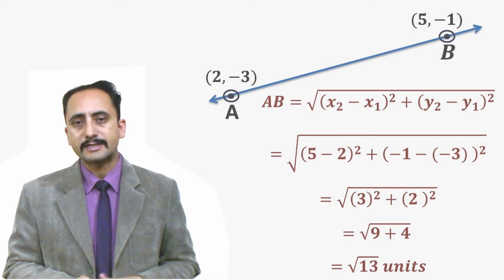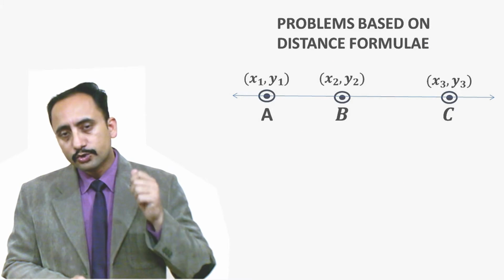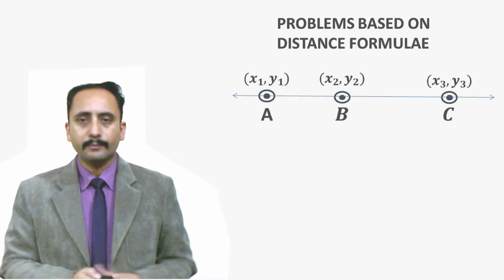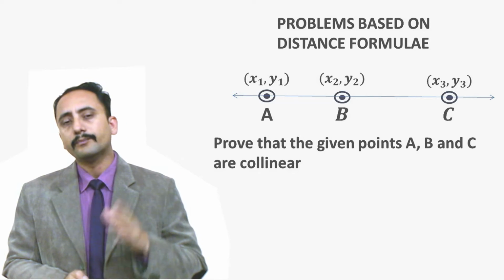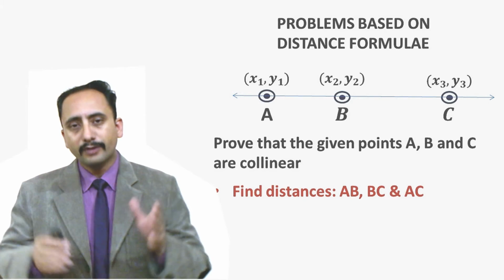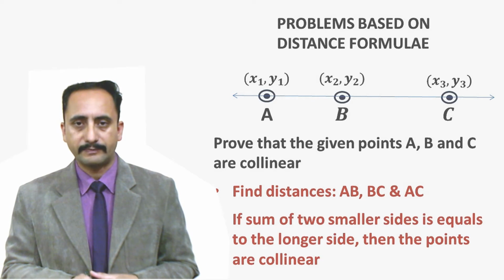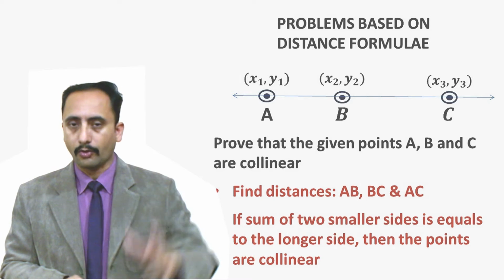Now I'll be quickly discussing the questions which are based upon the distance formula. One of the most common questions is 3 points A, B and C are given, and we need to check whether these 3 points are collinear or not. Method is very simple. You just find the distances AB, BC and AC. If the longest side is equal to sum of the other 2 sides, then the 3 points are collinear, else they are not.